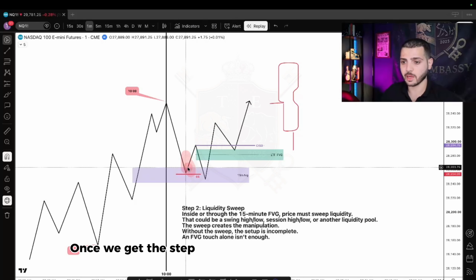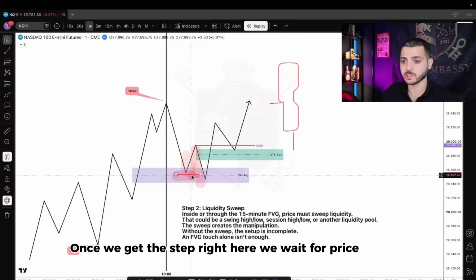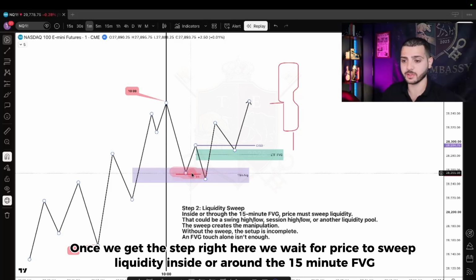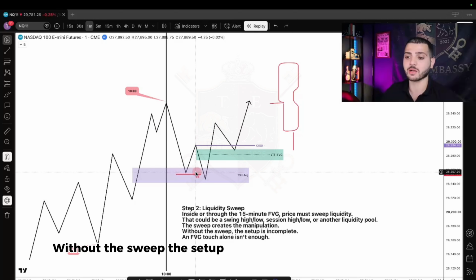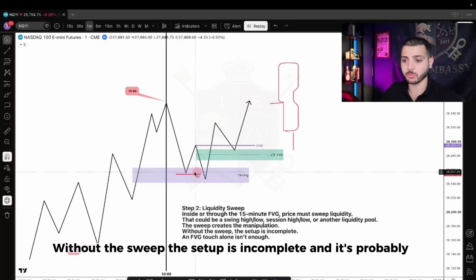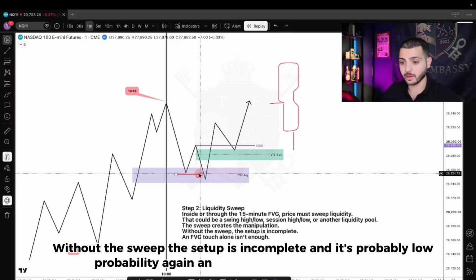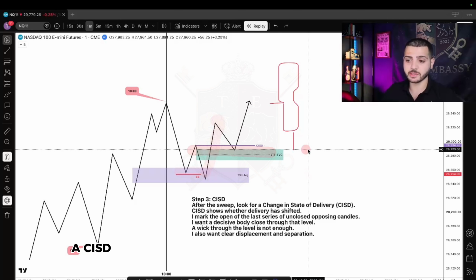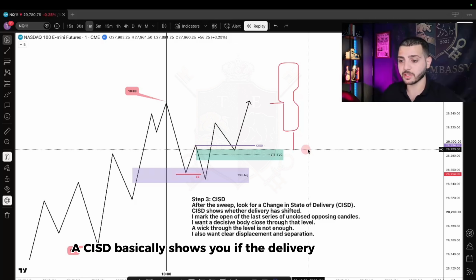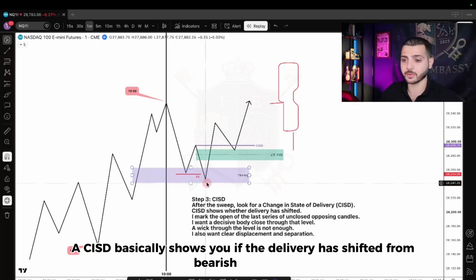Once we get the step right here, we wait for price to sweep liquidity inside or around the 15-minute FVG. The sweep creates a manipulation. Without the sweep, the setup is incomplete and it's probably low probability. Again, an FVG touch alone is not enough. After the sweep, look for a change in state of delivery. A CISD basically shows you if the delivery has shifted from bearish to bullish.